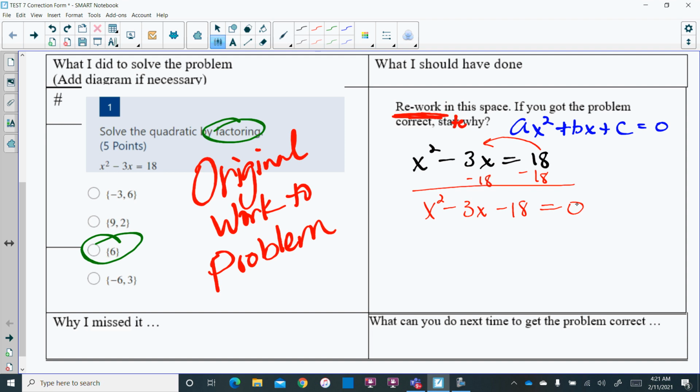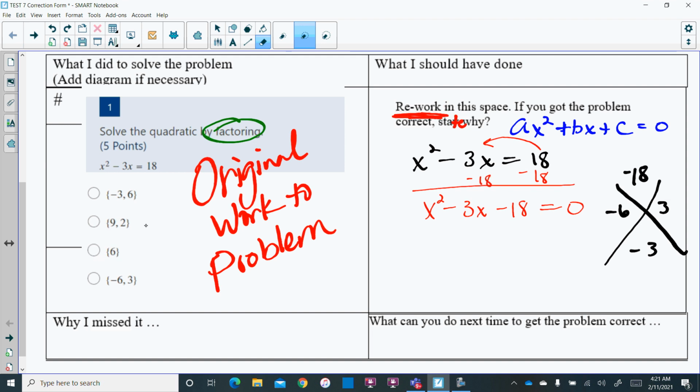And now that it's equal to 0, some people saw this mentally because this is a basic quadratic, and so we're looking for factors of negative 18 with a sum of negative 3. Those factors were negative 6 and 3. They said, oh, those two numbers, negative 6 and 3, give me what I'm looking for, and they picked answer choice D. But because the problem's asking you to solve by factoring, you always needed to do your factoring.